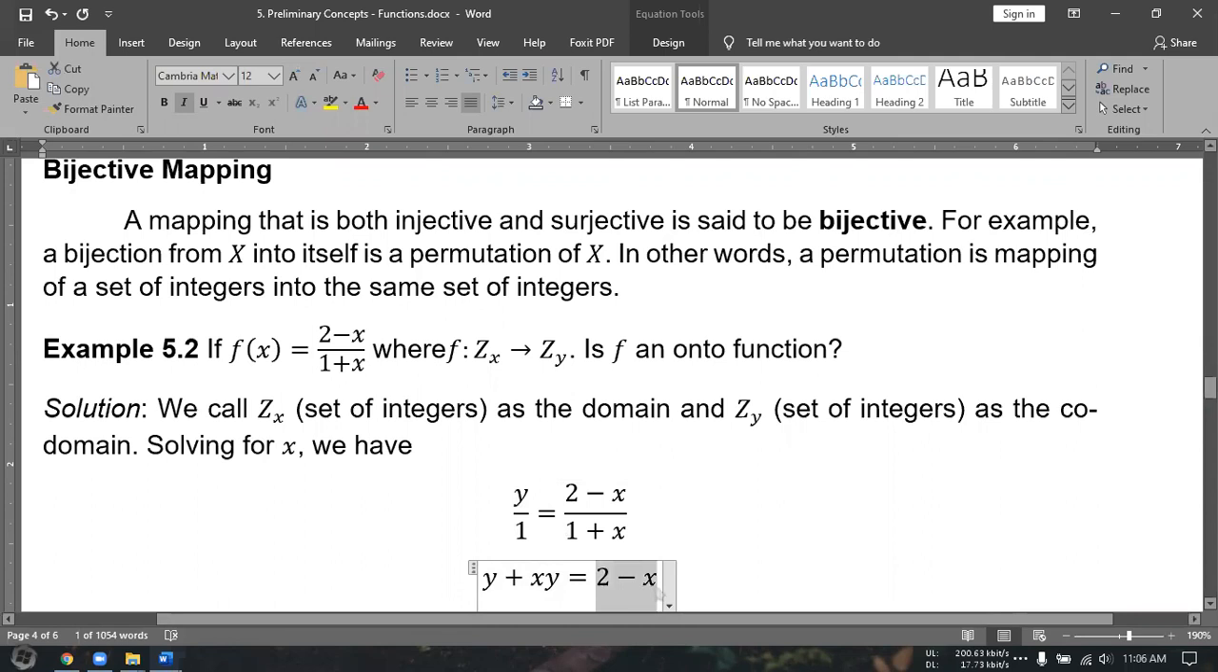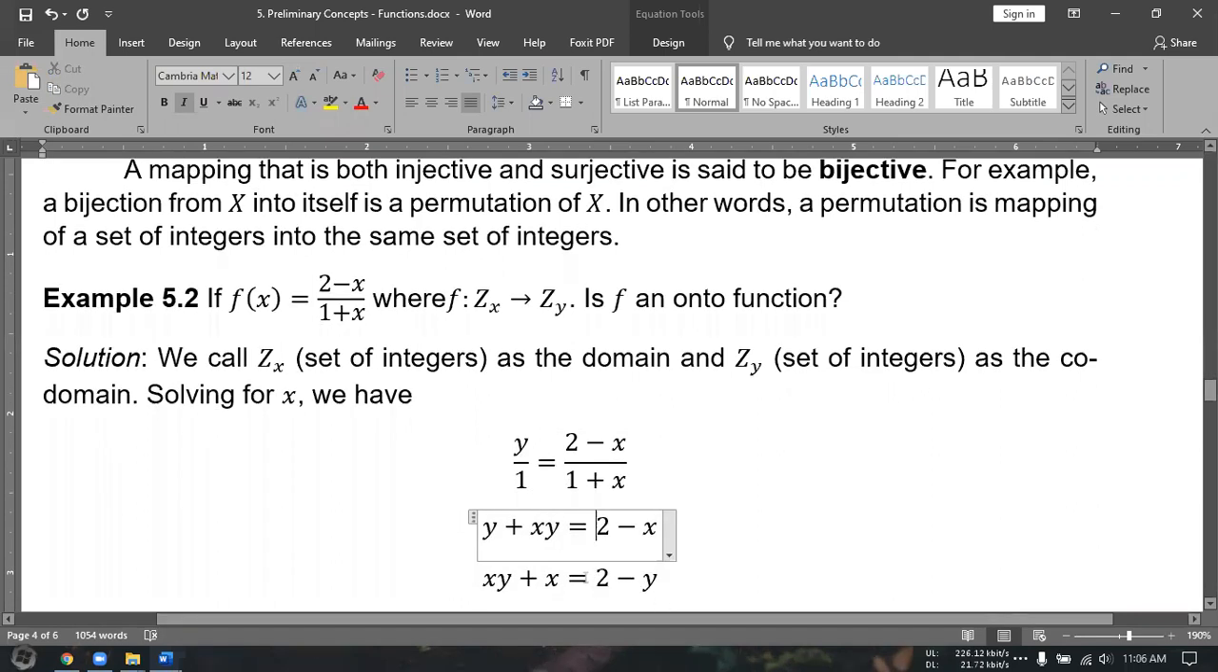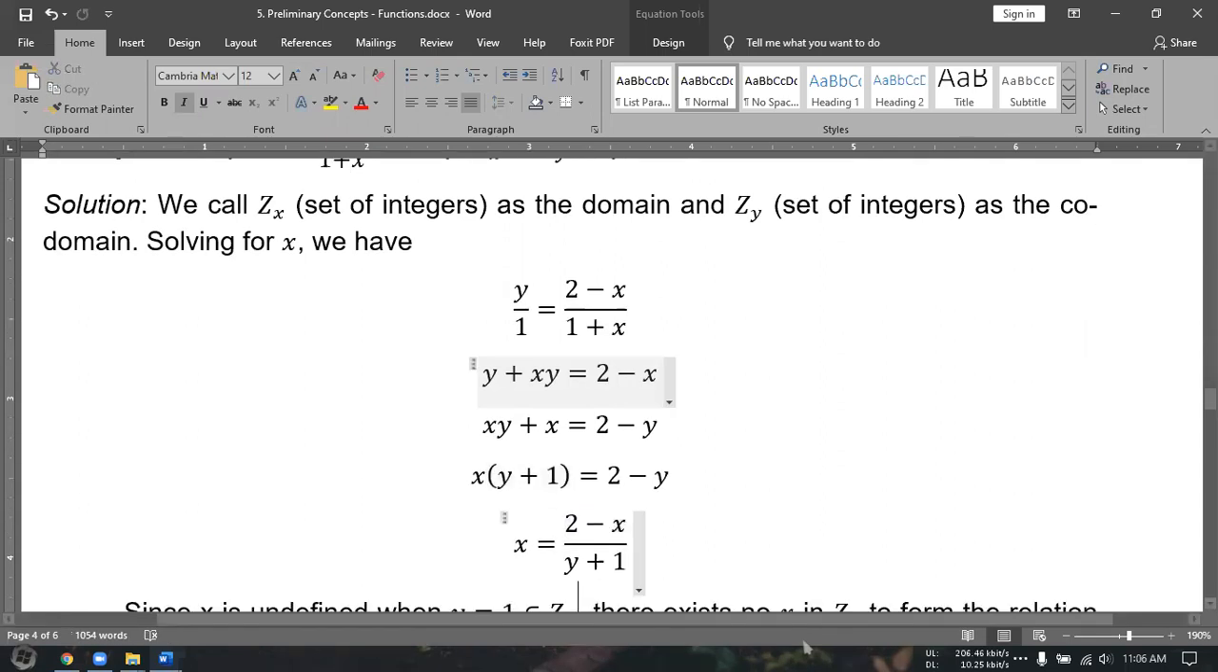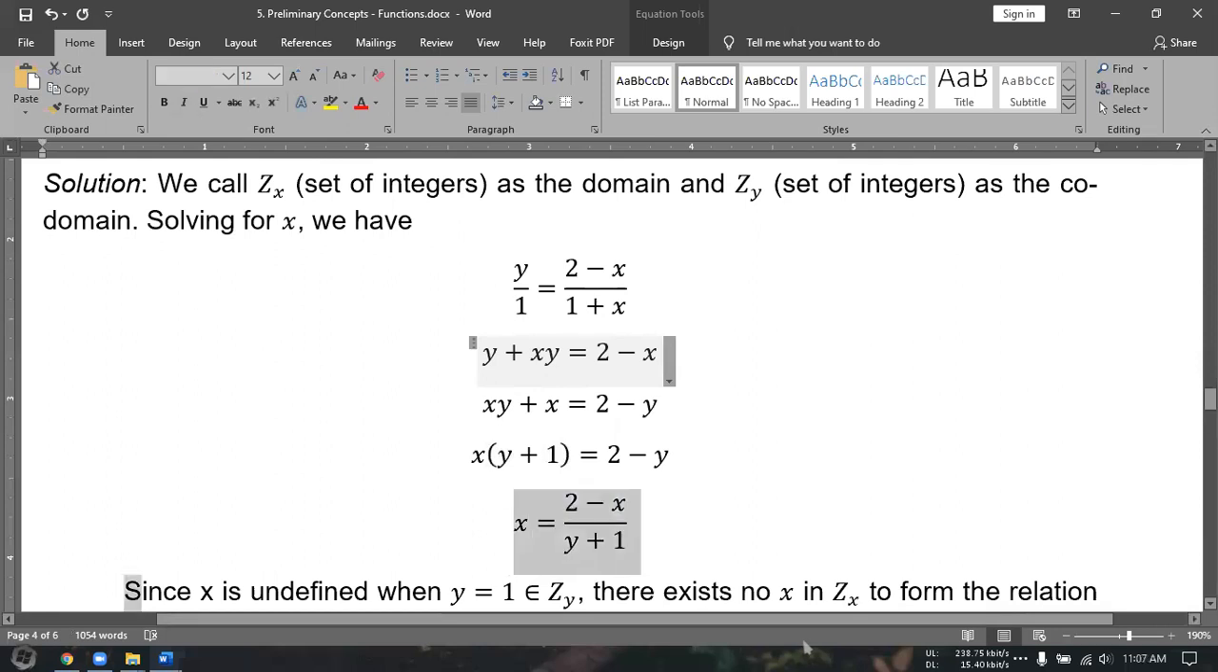Then we combine the terms with variable x. We have xy on the left side, plus x, equal to 2 minus y. We have a common factor x, so factoring out x, we have x times y plus 1 is equal to 2 minus y. Then dividing both sides by y plus 1 gives the value of x: x is equal to 2 minus y over y plus 1.